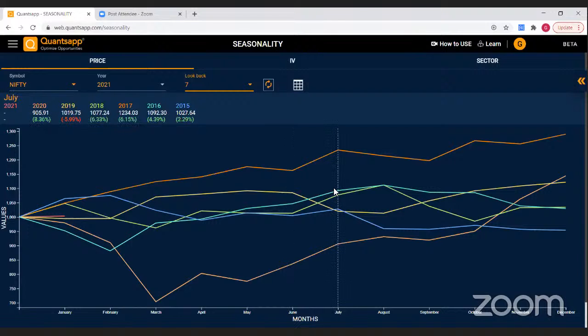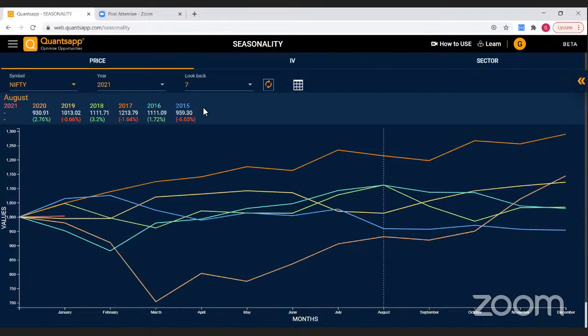If you can see at this point, in terms of July, for the last 7 years Nifty's returns for the month of July were fairly on the positive side, even for the 2020 outlier year. 2019 was an exception, but apart from that, 2018, 17, 16, 15 were all on the positive side. Now I'm looking at what happens after July. If it goes from July to August, the deviation is on the big side.